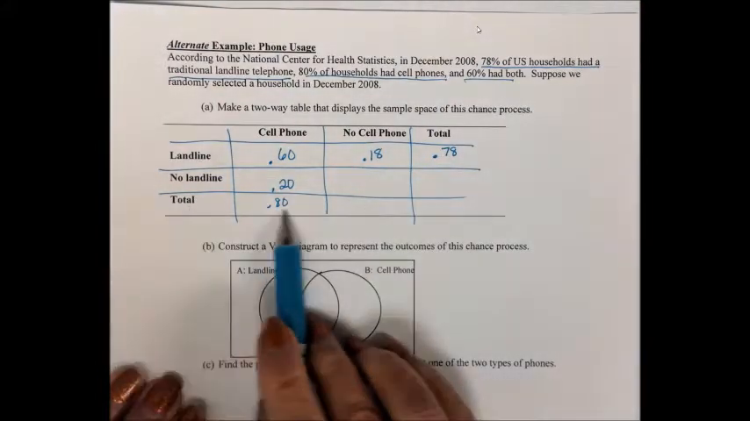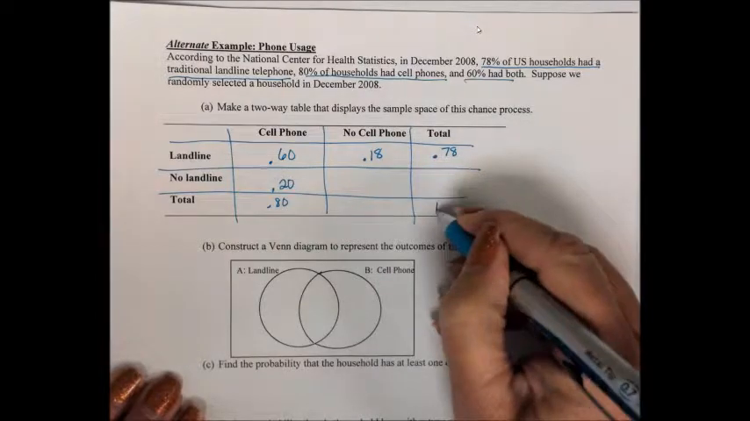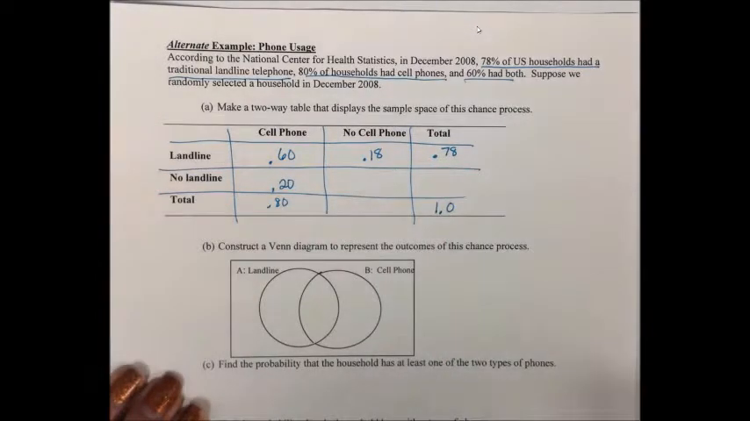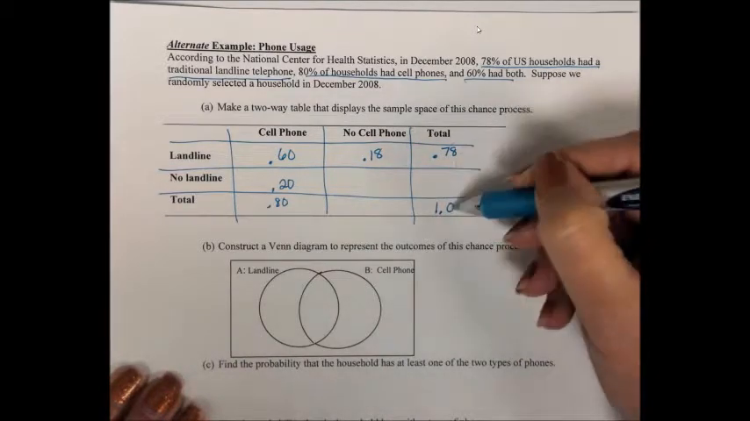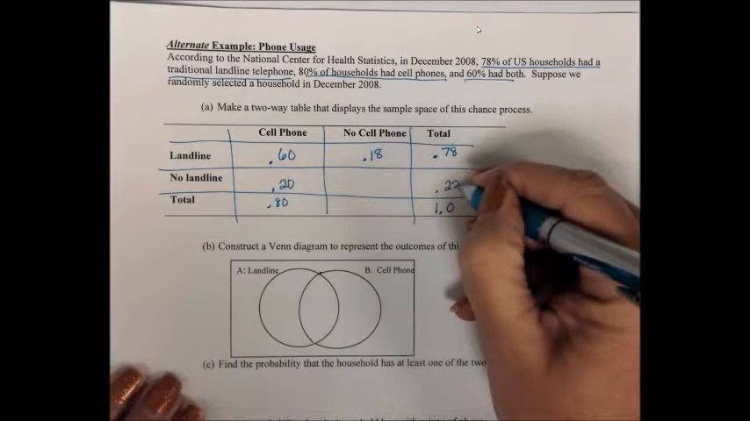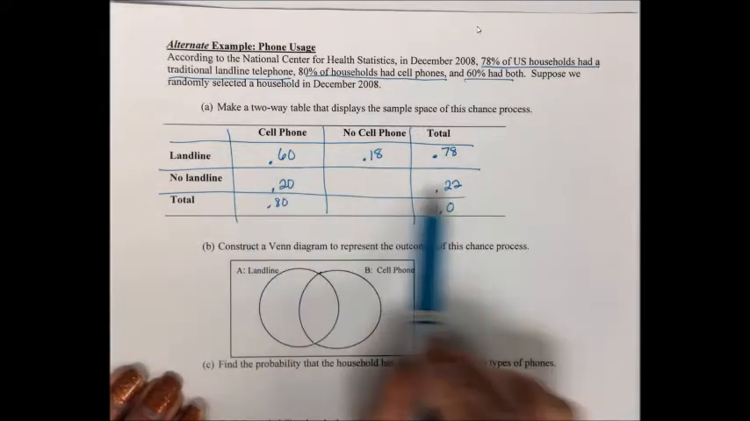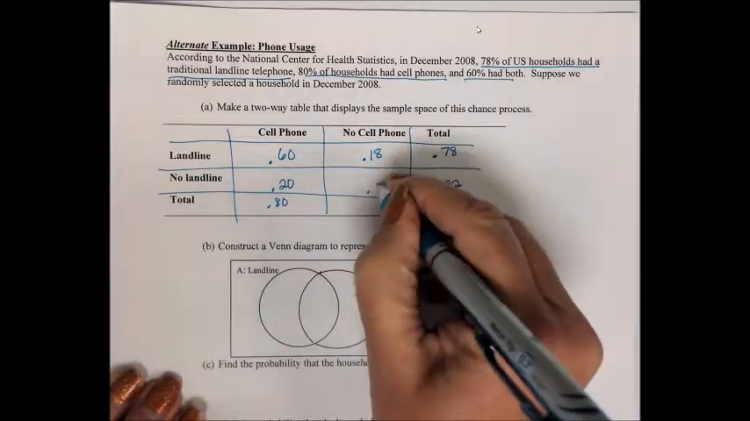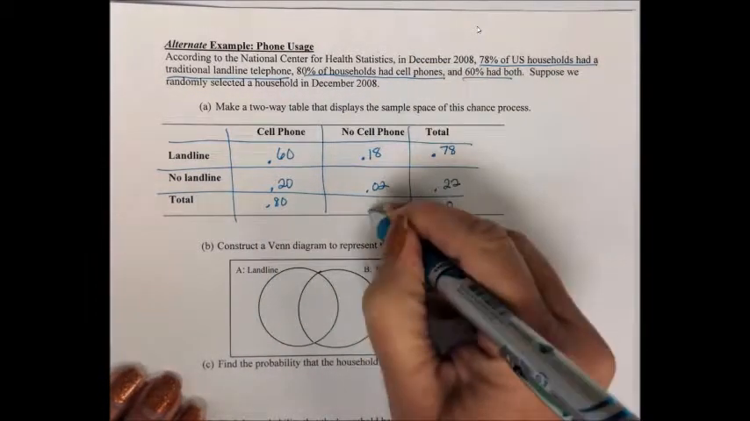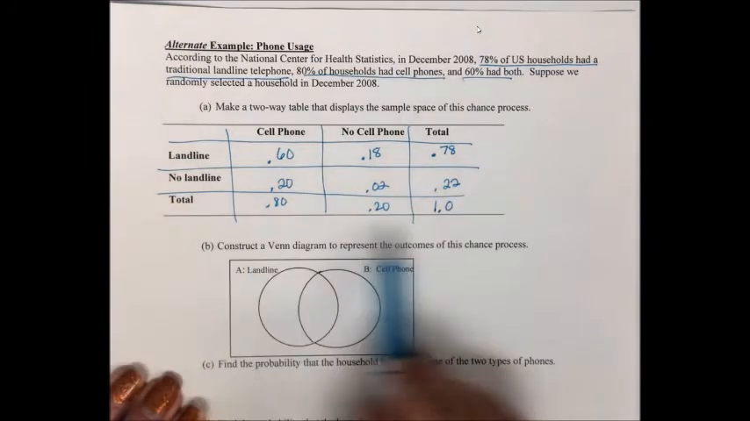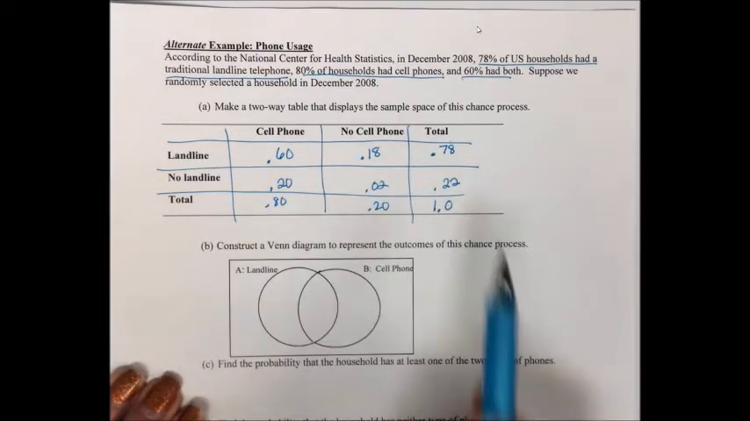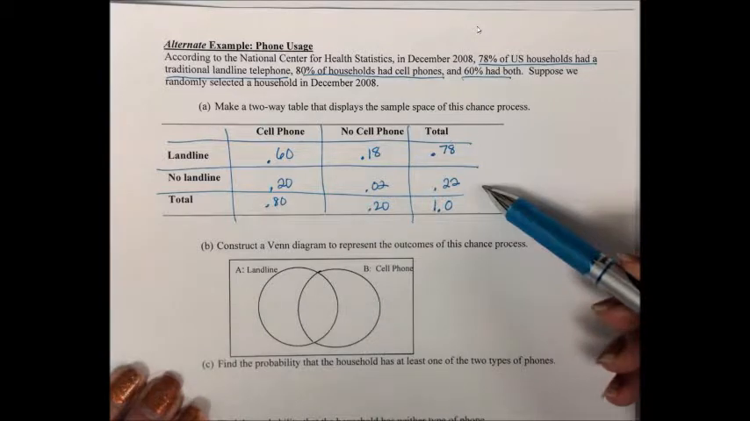Well, what should the table total be? So since these are percentages, it should add up to 100% or 1. So again, I can figure out what's missing here is 0.22. And then I can figure out what's missing in this row, 0.02. And then I can add up my total and get, or even this. So again, this adds up to 100%. So that's what a two-way table looks like.